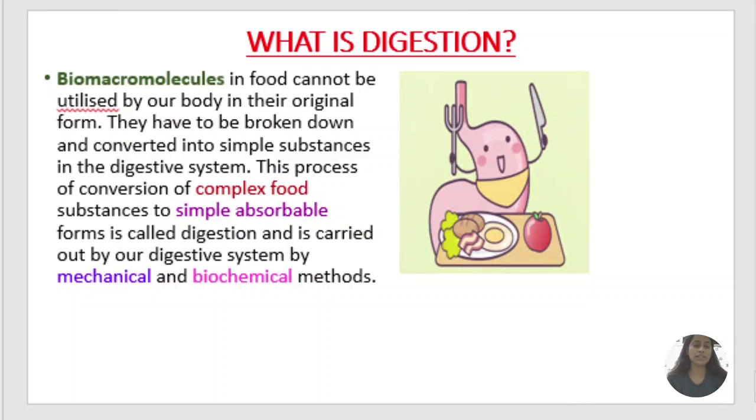What is digestion? Biomicromolecules in food cannot be utilized by our body in their original form. They have to be broken down and converted into simple substances in the digestive system. This process of conversion of complex food substances to simple absorbable forms is called digestion and is carried out by our digestive system by mechanical and chemical methods.